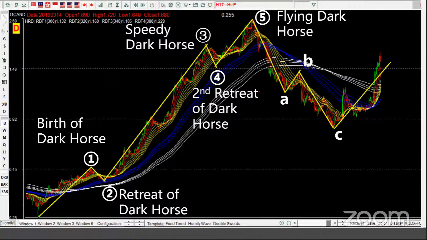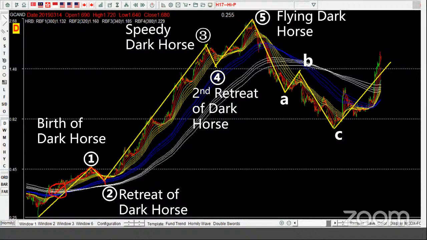And then how is it with Homely rainbow? You see, the first wave is around the birth of the dark horse, right? After the price breaks up the white lines, we see this is the birth of the dark horse. After the birth of the dark horse, the price drops below the yellow lines. We see this is retracement, the retreat of a dark horse. We call it retreat of a dark horse.